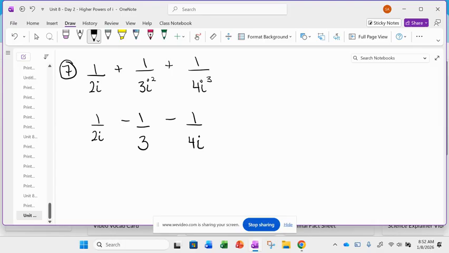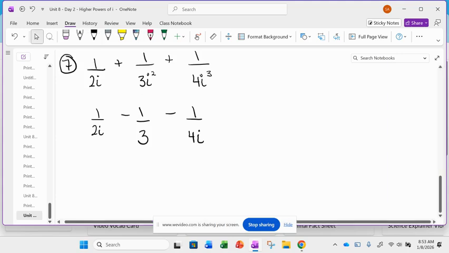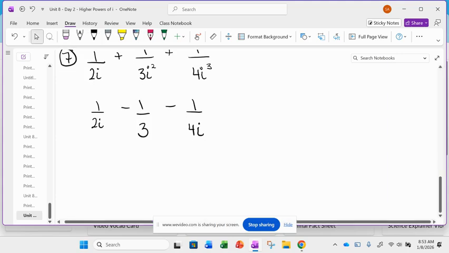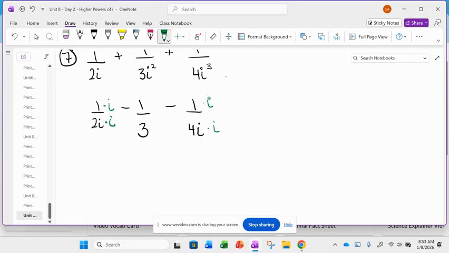Here's the question of the hour. Am I allowed to make a common denominator with i, or must I rationalize and then make a common denominator? What do you think? Let's rationalize. Let's always get in the habit of rationalizing, then creating. So let's rationalize our denominators. So for the first one, I just multiply by i, top and bottom. And the last one, multiply by i.